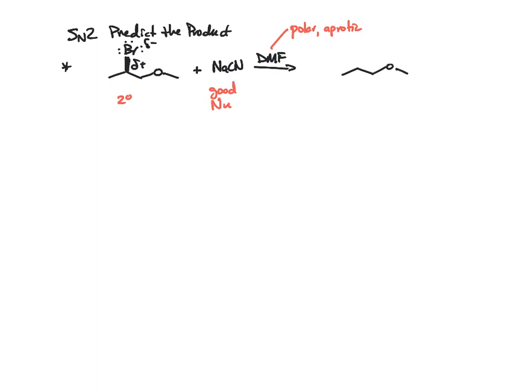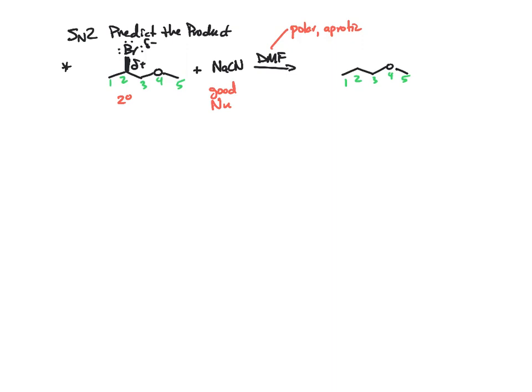Let me just go ahead and put these numbers in. And these are numbers not related necessarily to how you would name the compound. It's just strictly for tracking the atoms themselves. So we know at carbon 2, that's bearing the leaving group. That carbon's being attacked by cyanide anion.